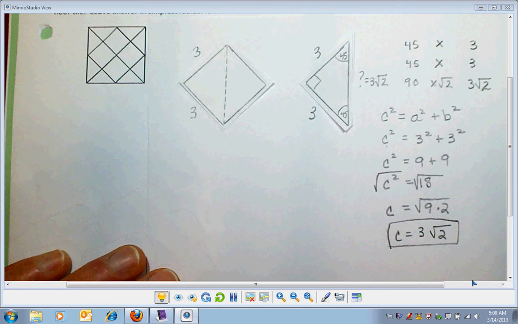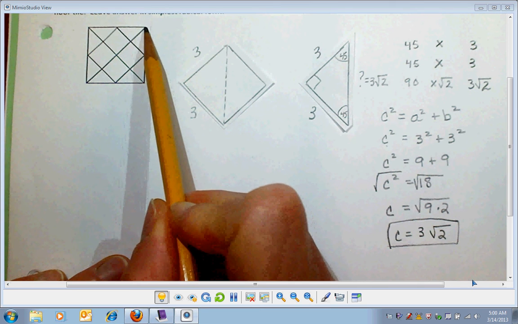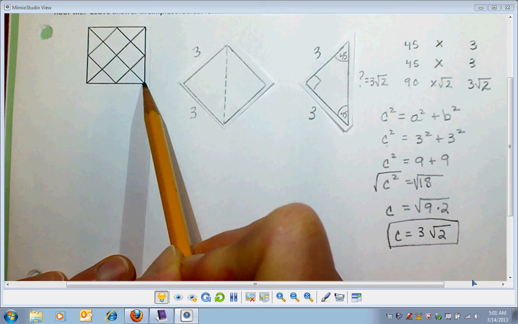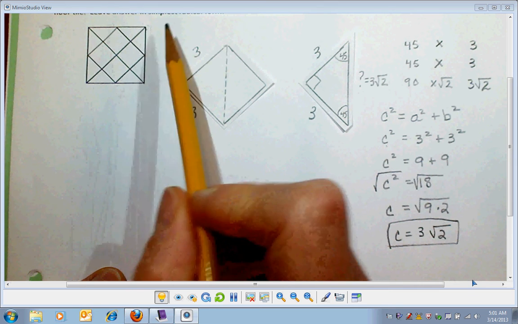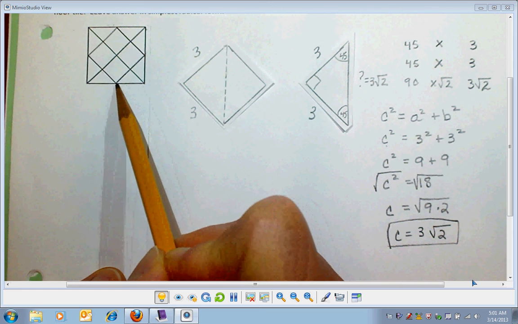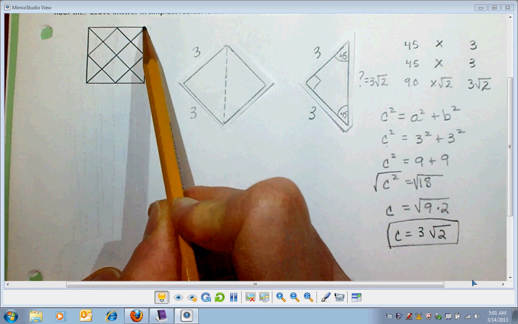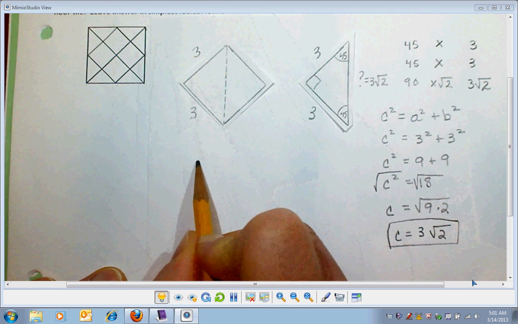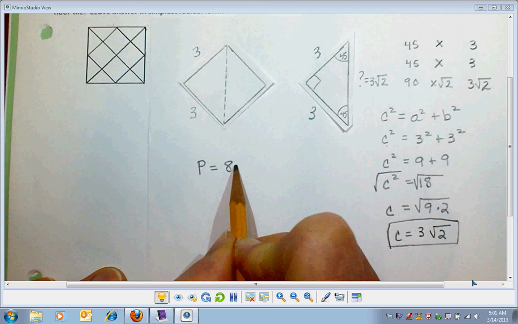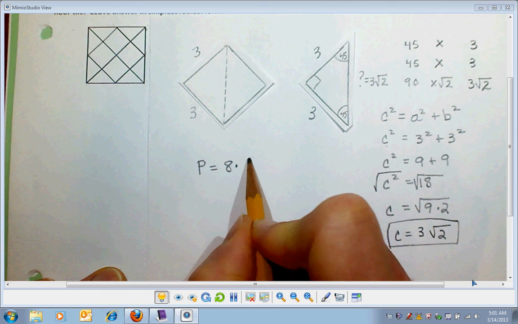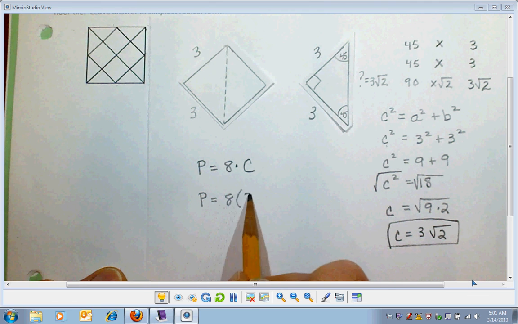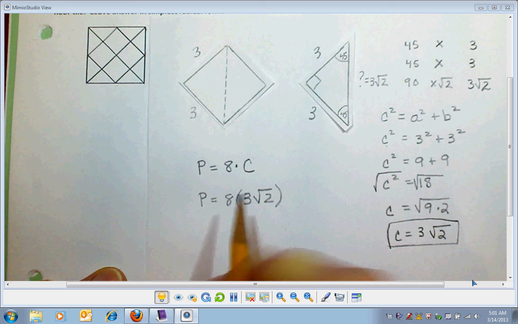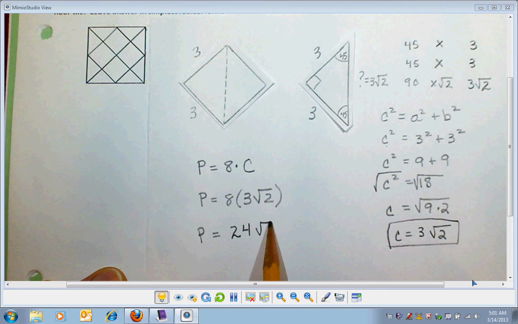solve for your hypotenuse. So when I'm looking at my picture here, I have a hypotenuse here, a hypotenuse here, a hypotenuse here, a hypotenuse here, a hypotenuse here, here, here, and here. So how many hypotenuses do I have? I have 1, 2, 3, 4, 5, 6, 7, 8. So my perimeter is going to be 8 times my hypotenuse, which I've labeled C. So that means my perimeter is 8 times 3 square root of 2. So my perimeter is 24 square root of 2.